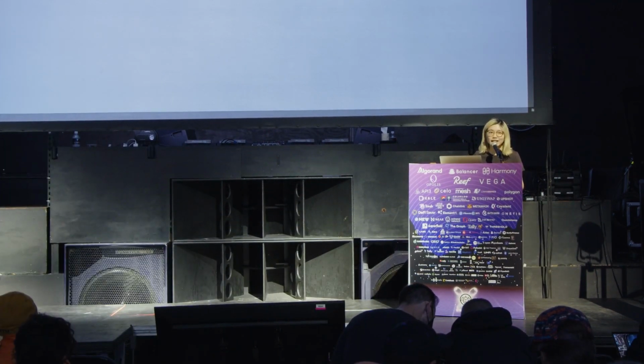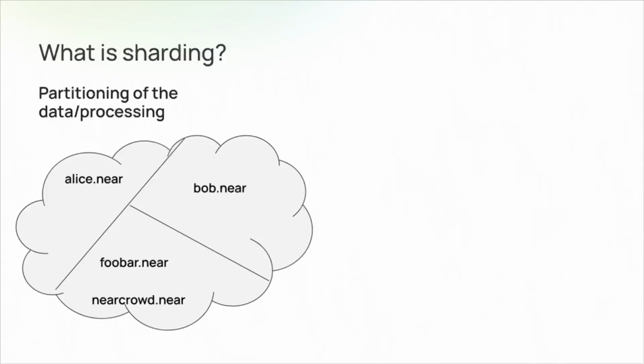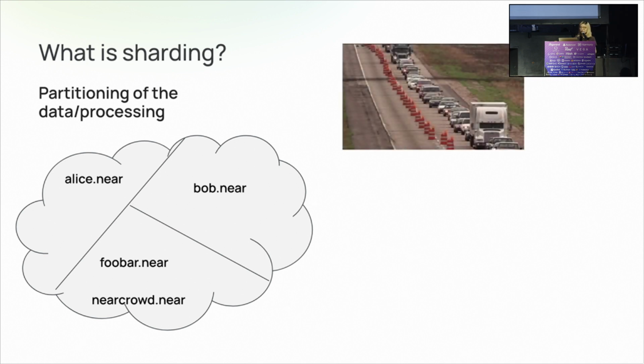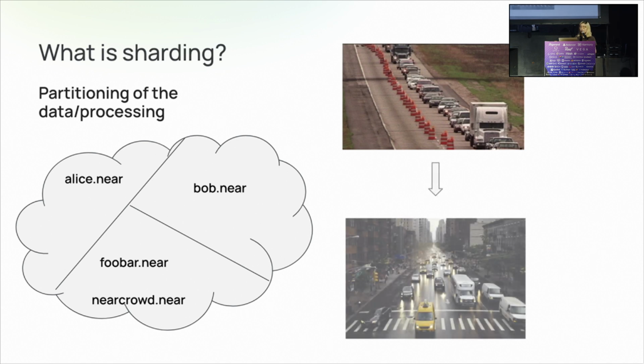Before we delve into any technical details, let's first talk about what sharding is and why we think it's important. Sharding refers to the partitioning of data and processing. In a sharded blockchain, we divide the whole account space into multiple shards, and each shard only processes transactions and stores data for its own shard. So transactions from different shards can be processed in parallel to each other. In a way, this is similar to dividing one-lane traffic into multi-lane traffic. By doing so, we can increase both the speed and the throughput of the system.